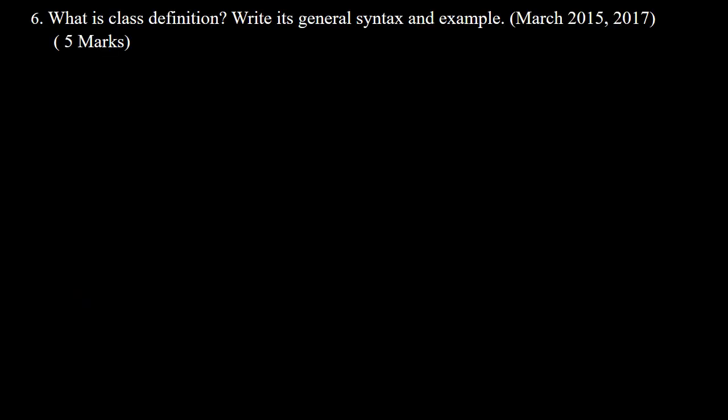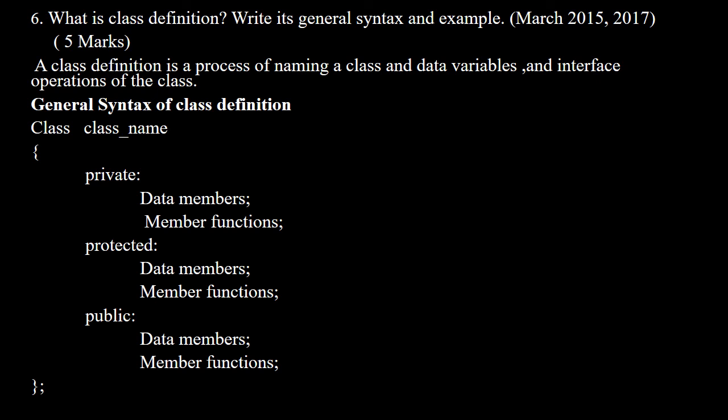The next question is, what is class definition? Write its syntax and example. It was asked in March 2015 and 2017 for 5 marks. The answer is, a class definition is a process of naming a class and its data variables and interface operations of the class. The syntax is class name, open flower bracket, private access specifier, data members and member functions, protected, data members and member functions, public, data members and member functions, closing flower bracket and semicolon.